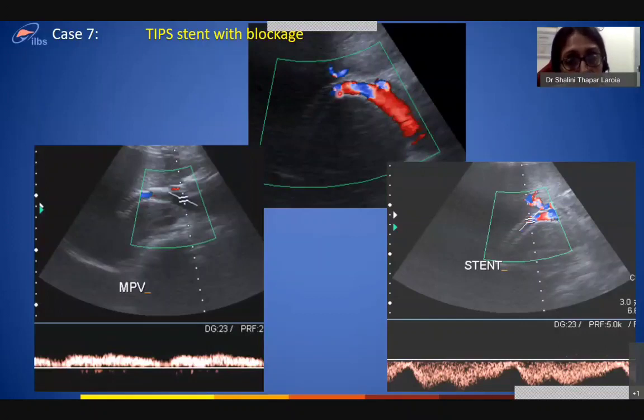Look at the aliasing or the turbulence at the site of the entry of the stent from the portal vein lumen up to the IVC lumen. This part is not opacifying with color. You think this is a thrombosed stent. So what do you do? You look at the spectral tracing. You do get a trace in the portal vein, but you get a reversal of flow in the stent, and you do not get adequate flow. This is a TIPS stent with blockage in it.